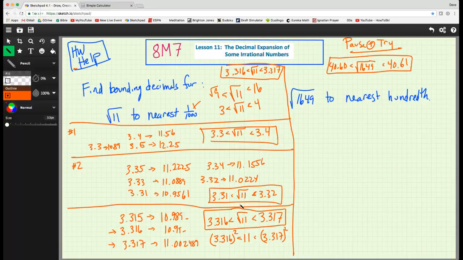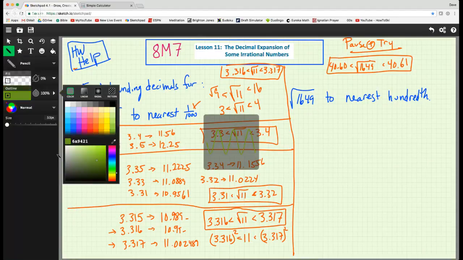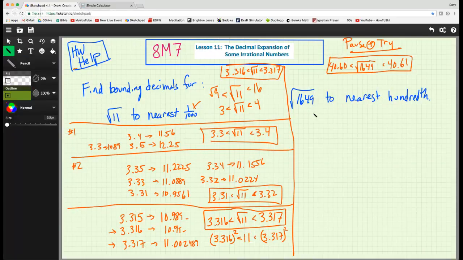Okay. So over here, now let's go on to this problem. We don't know what our bounding integers are for the square root of 1649. So let's just take a guess. I'm going to guess 40, because 40 squared is 1600. So let's see what 41 squared is. That might be just on our other side. Yeah, that's equal to 1681.